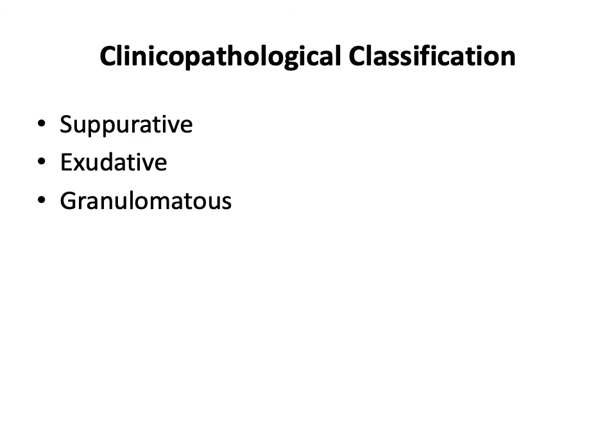Suppurative inflammation, exudative inflammation, and granulomatous inflammation, according to the infiltrating cells. If it is neutrophils, this is suppurative inflammation. If we add mast cells and plasma cells, it is an exudative inflammation. But if there are large cells like macrophages and giant cells, multinucleated giant cells, it is a granulomatous inflammation.